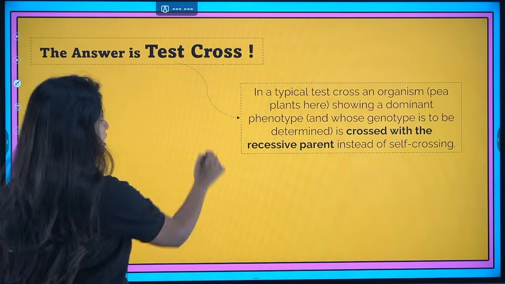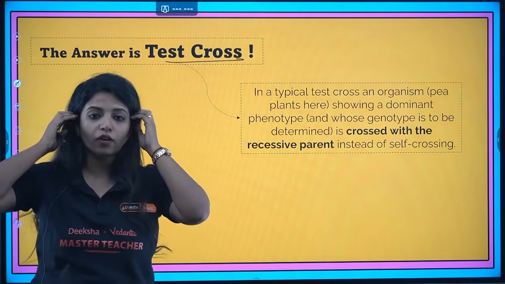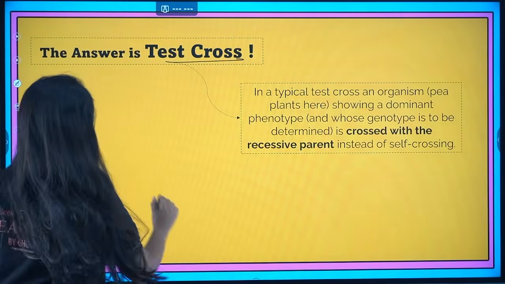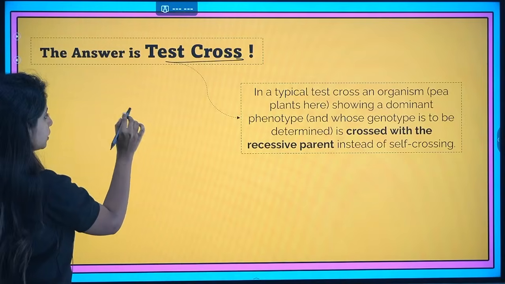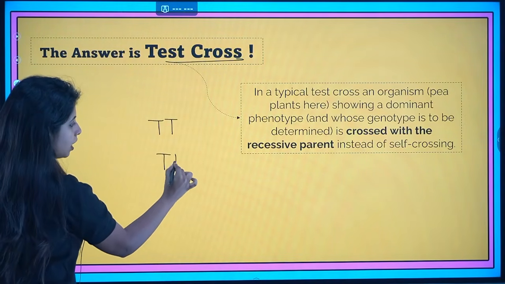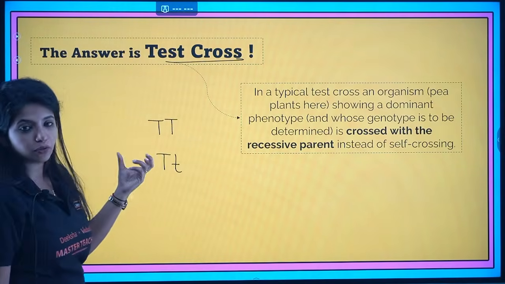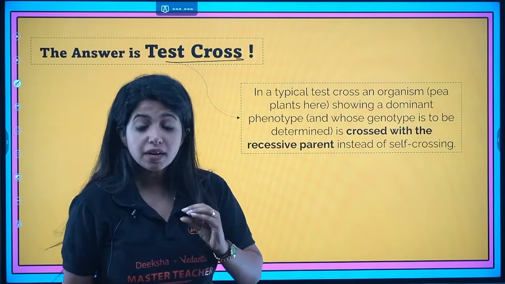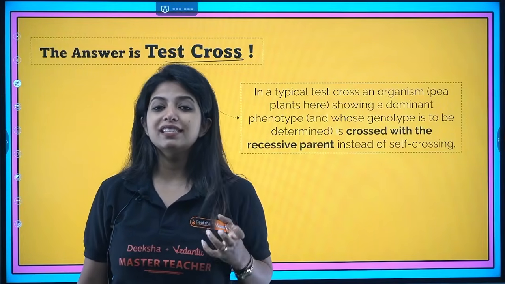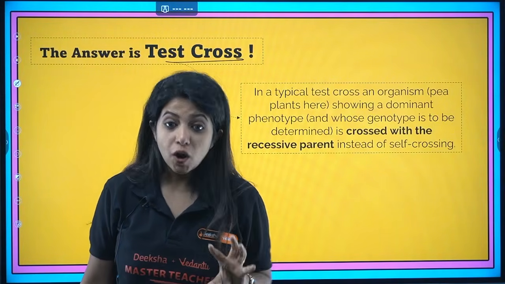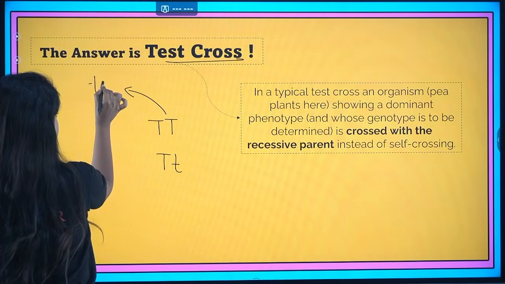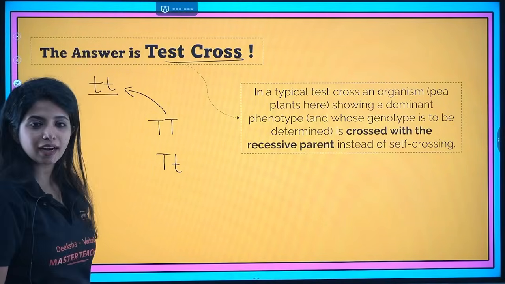The answer is test cross. In this condition, you do a cross that is known as test cross. And for those of you who have no idea about test cross, listen to me very carefully. So it goes like this. Whenever you're confused whether the parent is showing the dominant character, dominant character as in tallness, we do not know. When the parent shows a dominant phenotype, we can confirm their genotype with the help of crossing them with the recessive parent. Recessive parent means this is a recessive parent that we have.